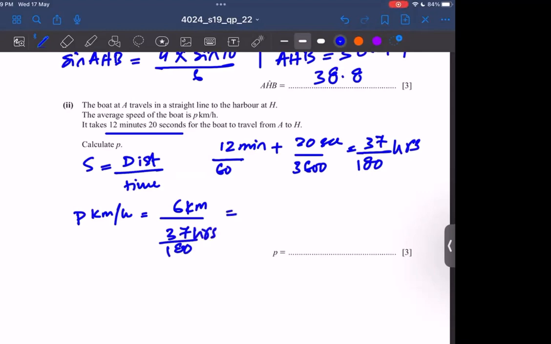So at the end, when you convert 60 into 180, you just take the reciprocal, 60 into 180 divided by 37. So you get the answer 29.18. Since it is a value of the speed, you're going to convert this into a three-sigma figure. So it is 29.2 is the value of p here. You got the speed 29.2 kilometer per hour, and they have the speed as p kilometer per hour. So I'm going to have the value 29.2 here.